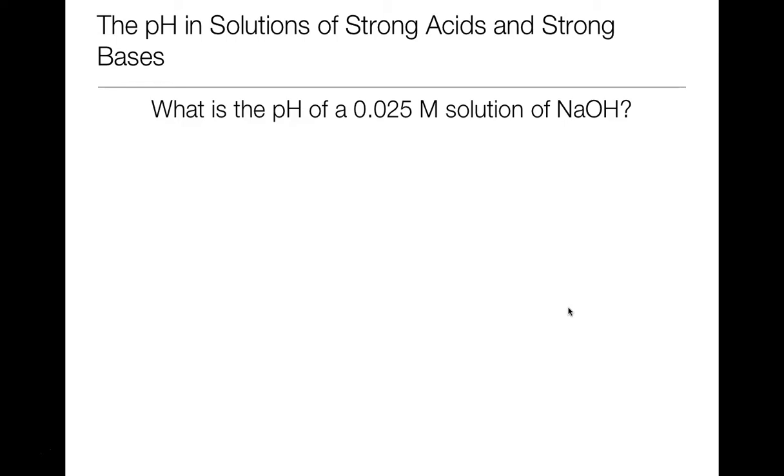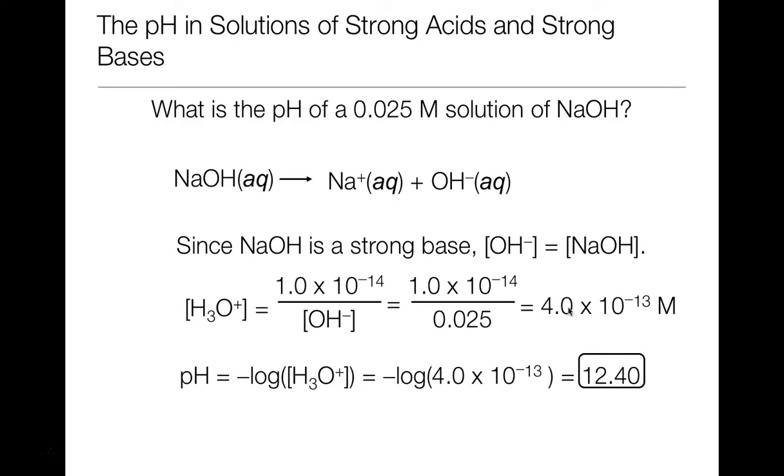So let's try another problem. Same idea. This time we have a strong base though, right? So what is the pH of a 0.025 molar NaOH? Right? So we want to recognize we have our metal hydroxide, so we know it's a base. So we're probably going to have to do a little bit more, maybe not legwork necessarily, but there's going to be a little bit more than just plug and chug for this one, because we're looking at the concentration of hydroxide at first, right? So let's take a look at what we got here.